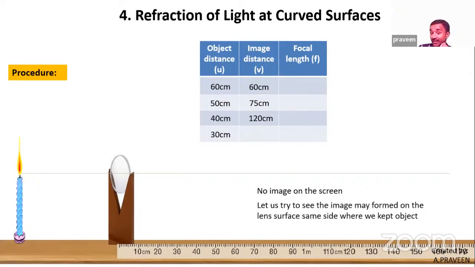Let us try to see if the image may be formed on the surface of the lens, on the same side where the object is kept. We kept the object on the left side. So observe from the same side on the surface of the lens. Do you find any image? No image. We cannot find the image here. So we can write it as infinity, because it is not on the screen and not on the surface of the lens. We are unable to see that image at any distance. That's why we write it as infinity.